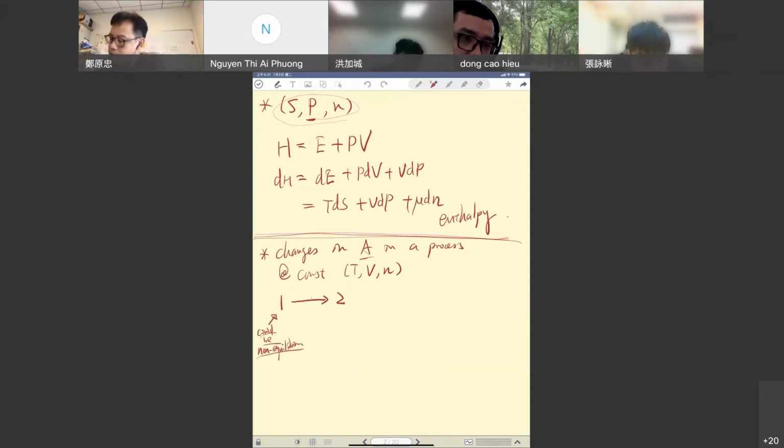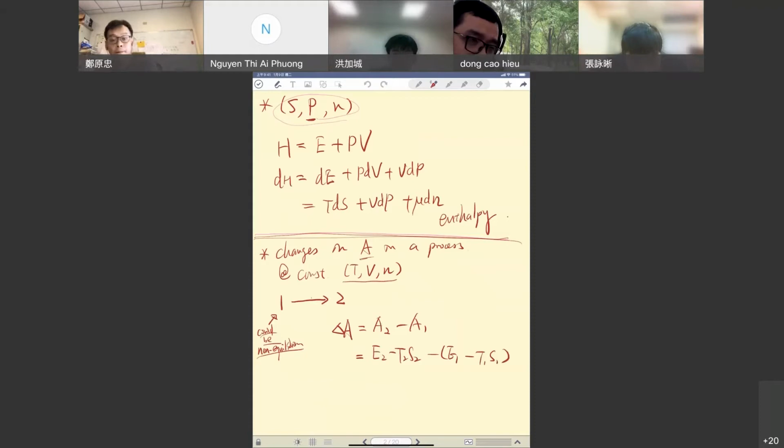In that case, even at constant TVN, this A, this Helmholtz free energy will be different. So we can calculate delta A, the change of Helmholtz free energy in this process from one to two. Of course, it will be the free energy of state two minus the free energy of state one. State one could be a non-equilibrium state. So this will be E2 minus T2 S2 minus E1 minus T1 S1.